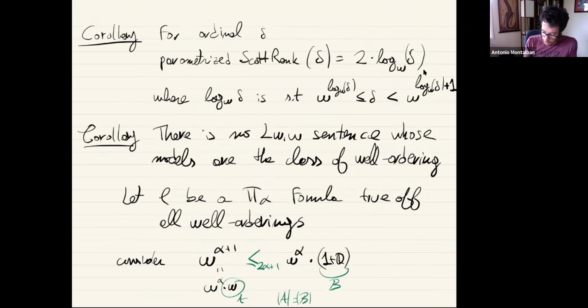Right, and now phi is true of all well orderings, and it's pi alpha, in particular pi 2 alpha plus 1. So phi is true here because it's well ordered, so phi must be true there. Because all this implies that all pi 2 alpha plus 1 sentences true about this are true about this.